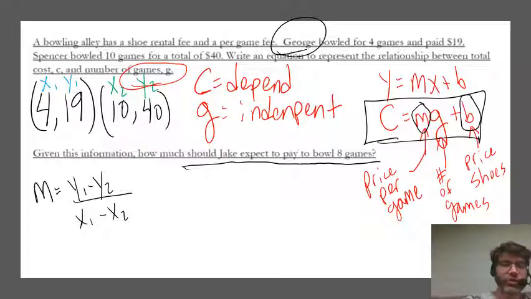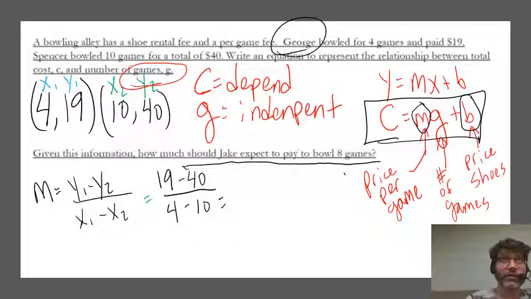Okay, so here we go, y1 is going to be 19 minus y2, which is 40, over x1, which is 4, minus x2, which is 10. Okay, 19 minus 40, that's going to be a negative number. We'll be trying to do this in my head. That'll be negative 21. And then 4 minus 10 is negative 6. Okay, so negative 21 over negative 6, the 2 negatives cancel out, so you've got 21 over 6.